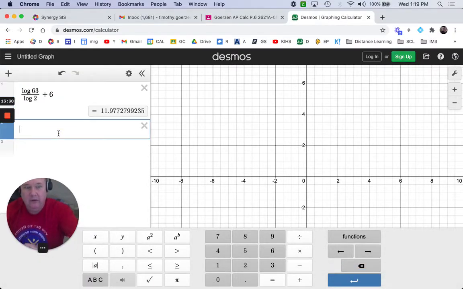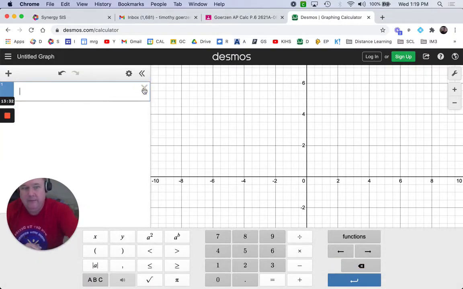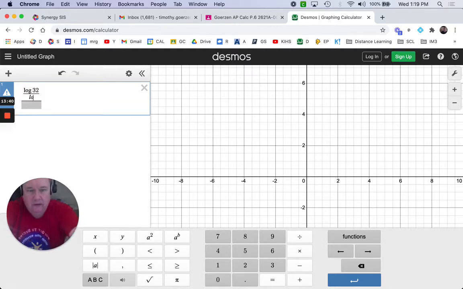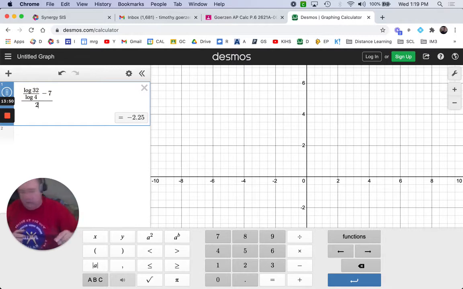So I'm going to start with, let's just get rid of that. So I'll start with the divide sign because I have a numerator and denominator. I'm going to type in log 32 divided by log 4. Move the cursor, subtract 7. And then in the denominator is 2, and my answer is negative 2.25.